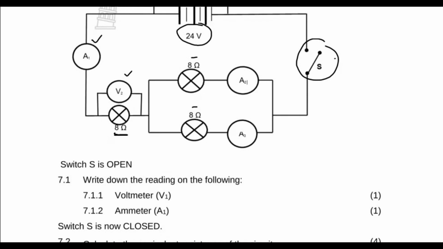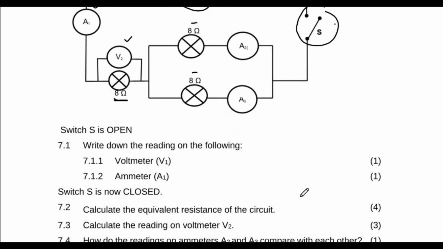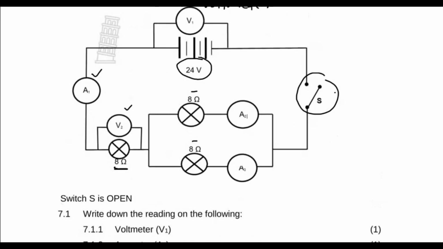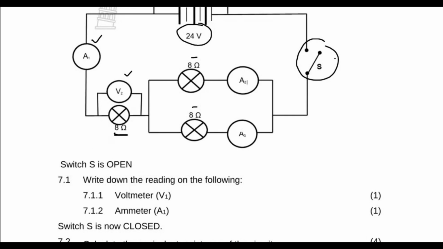So switch S is open. That's a switch that is open, which means the circuit is incomplete. Write down the reading on the following. The reading on voltmeter V1, when that switch is open, is still going to be 24, because that voltmeter V1 will register the EMF of the battery, which is 24 volts.